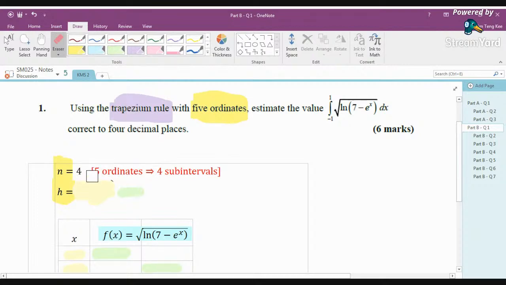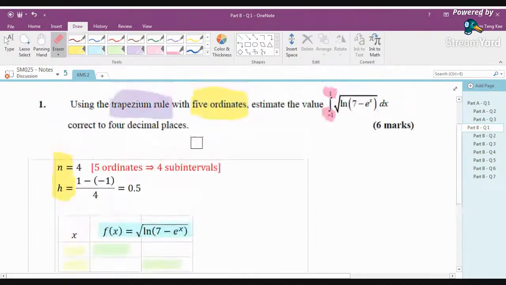To make use of n equals 4 to calculate h, I consider the upper bound and lower bound of my integration. I take the upper bound minus the lower bound, divided by n. The corresponding result, 0.5, is h, the width of each small trapezium we get when we break the region into trapezia.